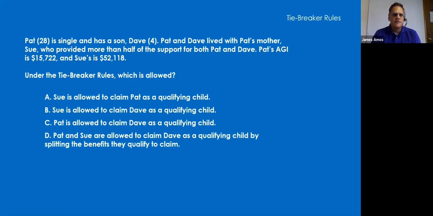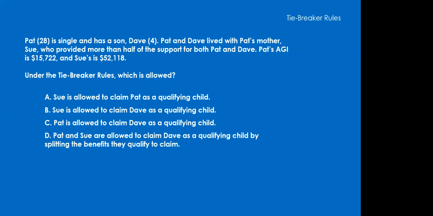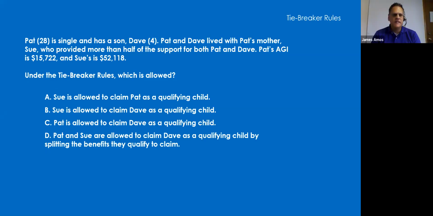Pat is 28 and single and has a son, Dave, who's 4. Pat and Dave live with Pat's mother, Sue, who provided more than half the support for both Pat and Dave. Pat's AGI is $15,722 and Sue's is $52,118. Under tiebreaker rules, which is allowed?